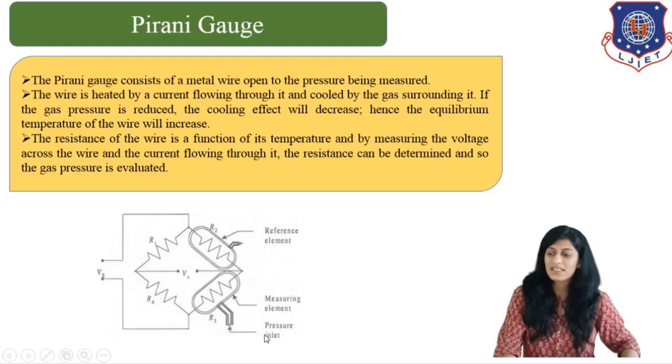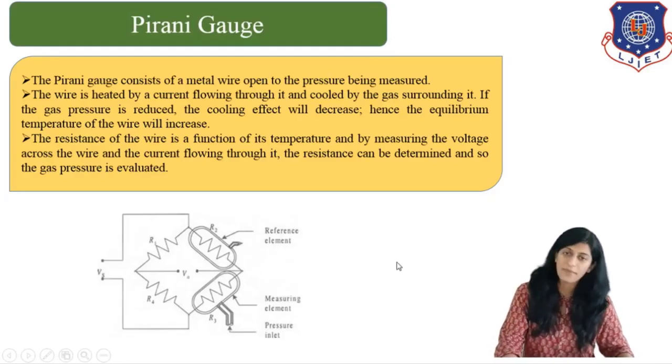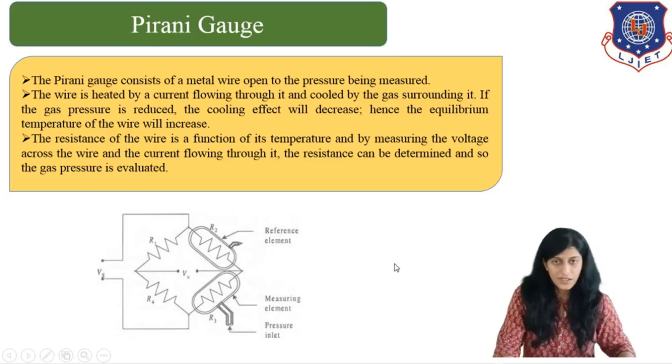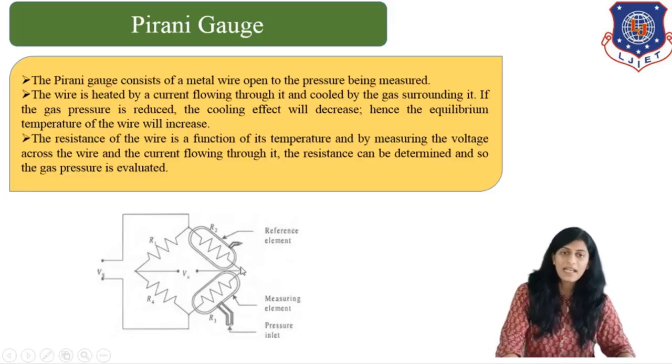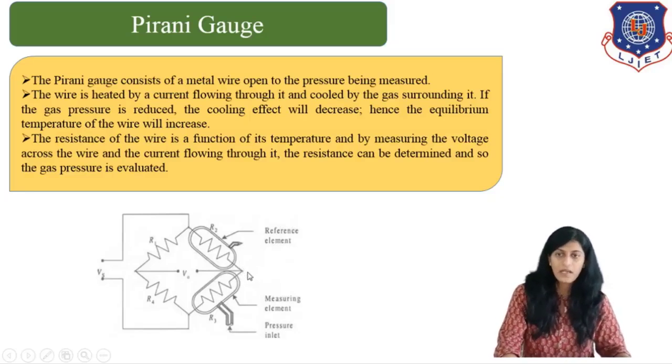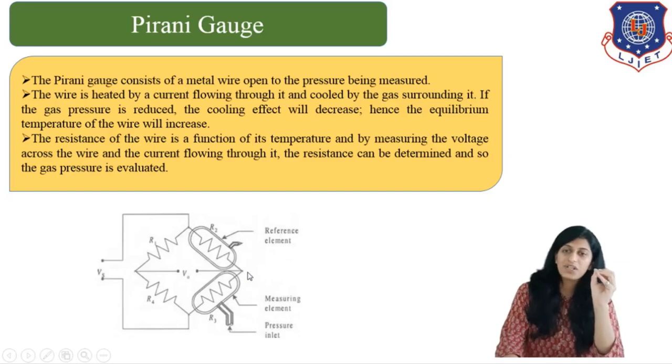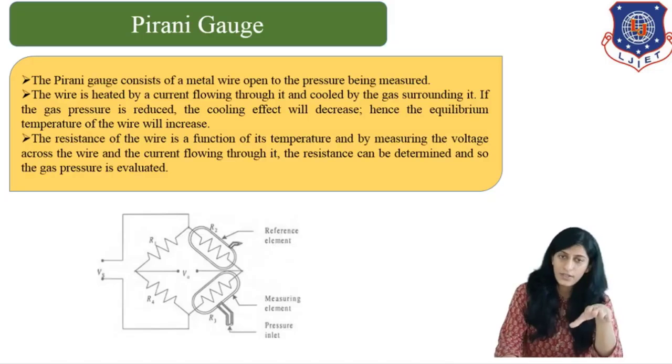So, as you can see in this figure, the Pirani gauge basically consists of a metal wire open to the pressure which we need to measure. The wire is heated by the current which is flowing through it, and it is cooled by the gas which is surrounding it. If the gas pressure is reduced, the cooling effect will basically reduce, and hence we can determine the temperature.